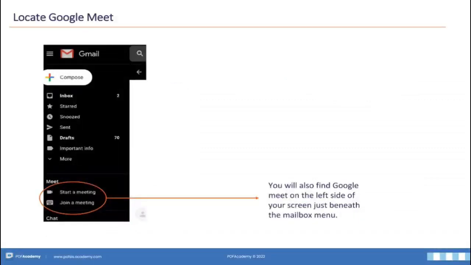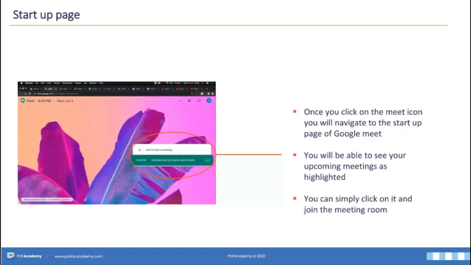On your Gmail, you will also find Google Meet on the left side of your screen, just beneath the mailbox menu. Once you click on the Meet icon, you will navigate to the startup page of Google Meet. You will be able to see your upcoming meetings as highlighted. You can simply click and join the meeting room.